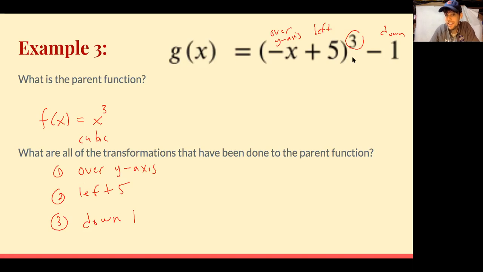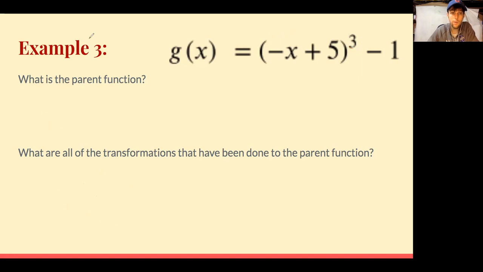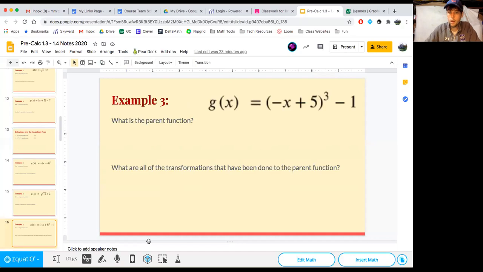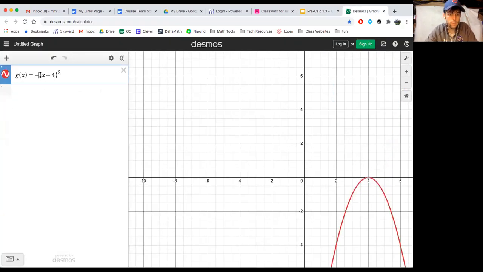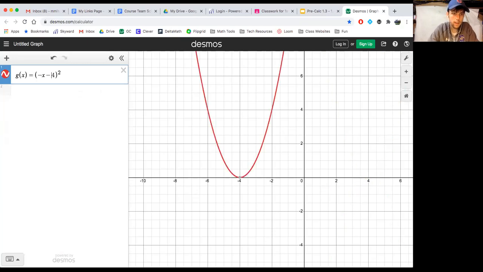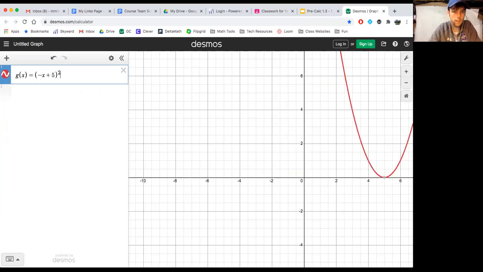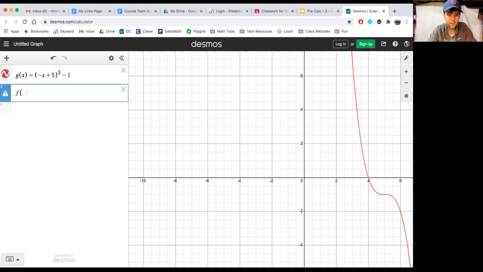I'm actually going to go ahead and take a look at this equation in Desmos, and this will be the end of part 1 after I do that. So I'm going to go ahead and clear this so I can go over to Desmos. I've got to remember that equation. I think I got it. Negative x plus 5 to the third power minus 1. Okay, and I'll put my parent in there. Equals x to the third.